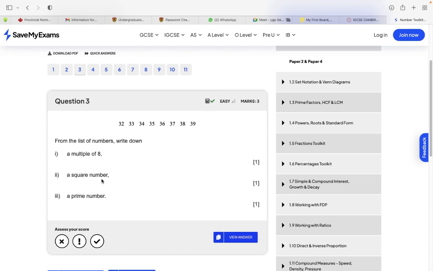They say a square number. The Roman figure 2 question is square number. Which is a square number? We look at all these numbers and tell which one is a square number. 36 is a square number. Do you know the meaning of square numbers?